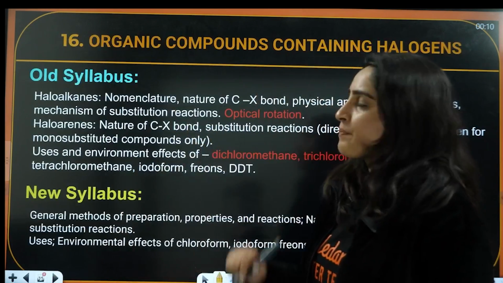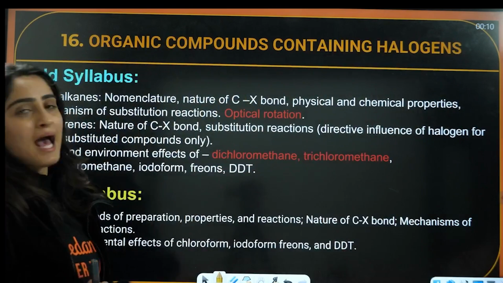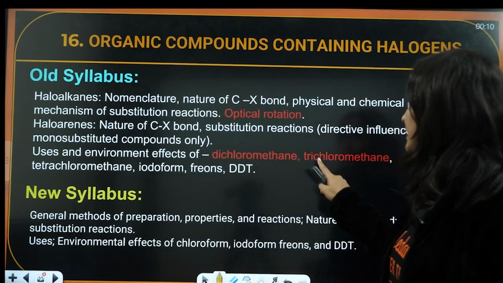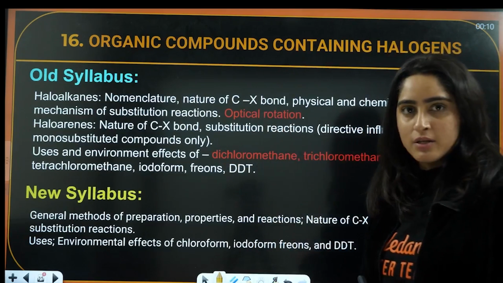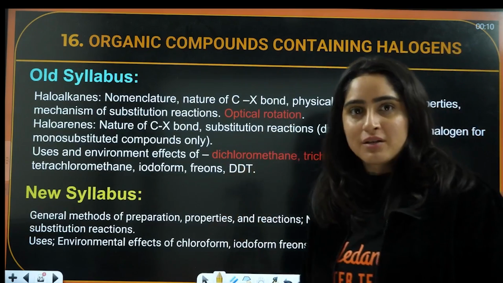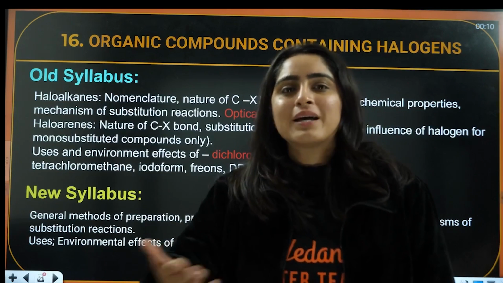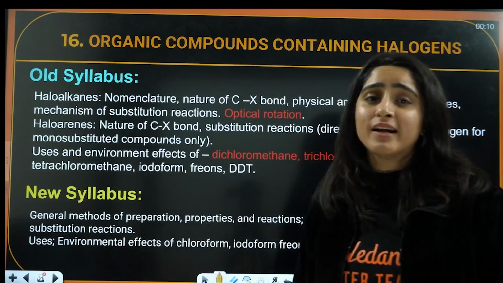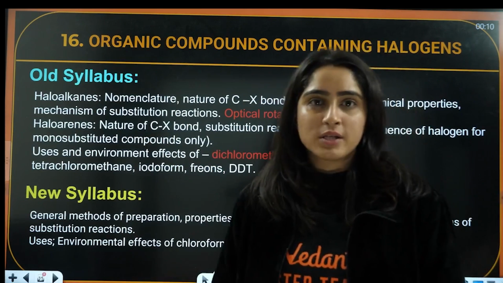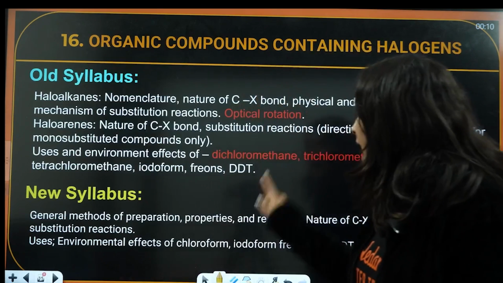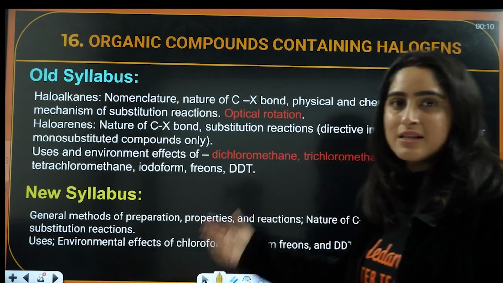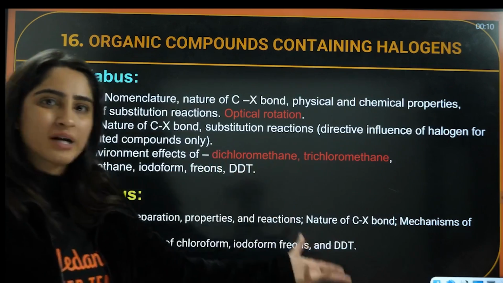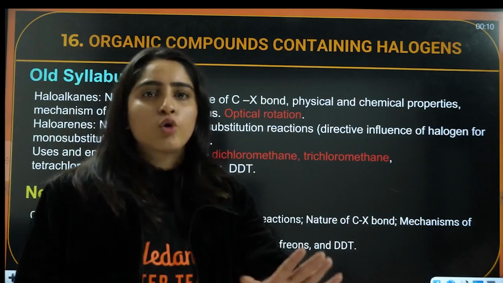Now, next is organic compounds containing halogens. In this chapter, they have removed just one thing, that is dichloromethane, trichloromethane and optical rotation. Now, what you will see, this optical rotation means optical isomerism, and optical isomerism means stereoisomerism. So this is not actually deleted. This is actually a part of stereoisomerism. So do not skip this thing, right? And then there is trichloromethane. You can easily skip this. That is not mentioned in the new syllabus. It is just the application. You can also study that or skip that. It's just one paragraph. Totally your choice.